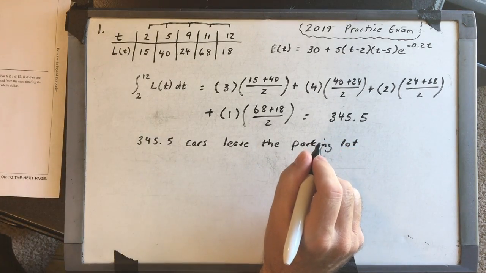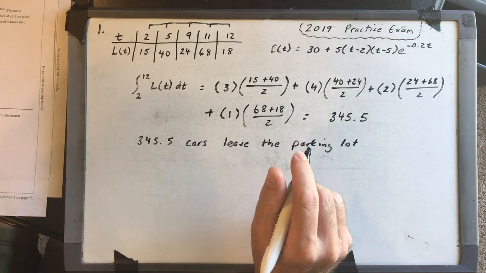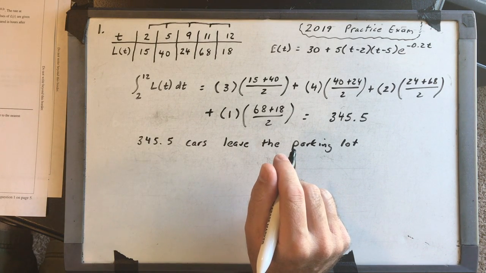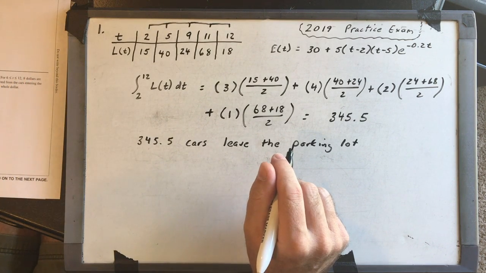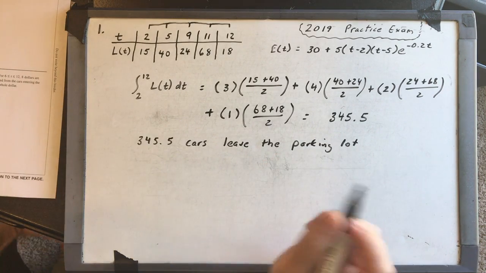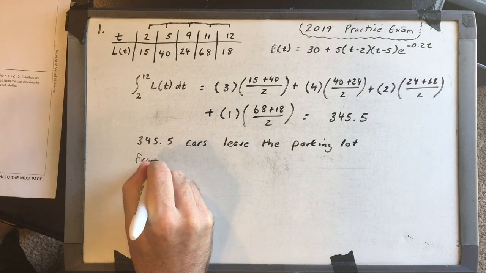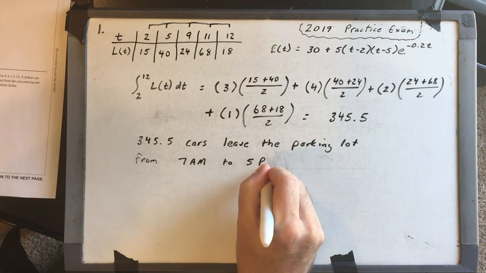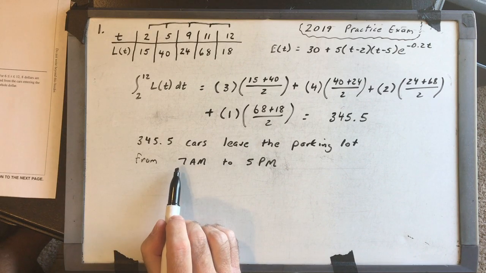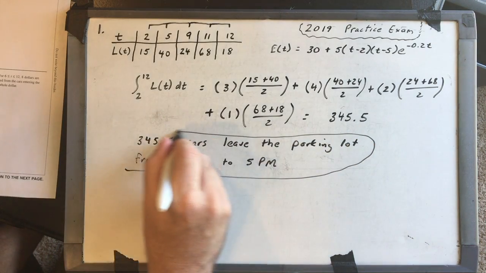and just if you go back to the original problem, it says that the day begins, time 0 is 5 a.m. So time 2 would be 7 a.m. And then add 10 hours to that, to 5 p.m. So 345.5 cars leave the parking lot from 7 a.m. to 5 p.m. You could probably put from time t equals 2 hours to time t equals 12 hours and they wouldn't count off, would be my guess, but who knows.